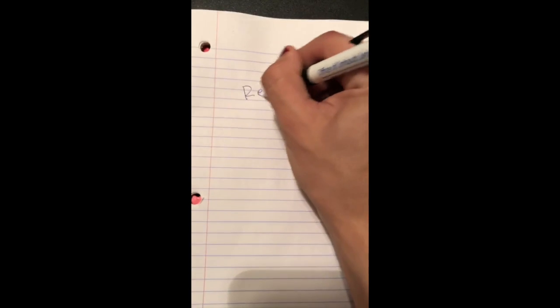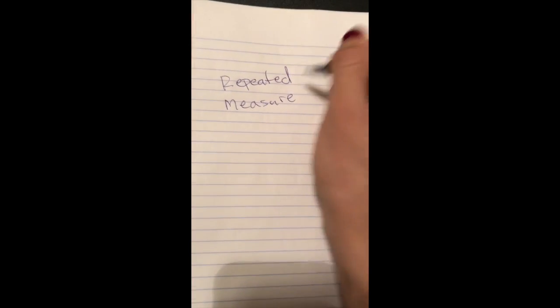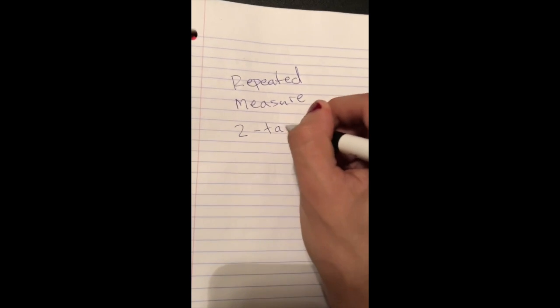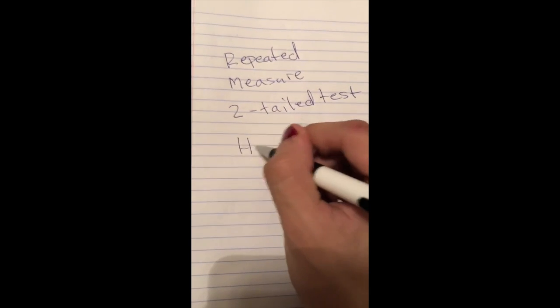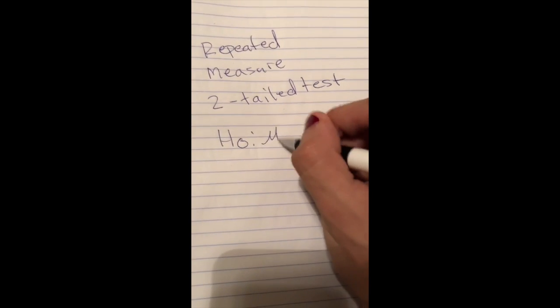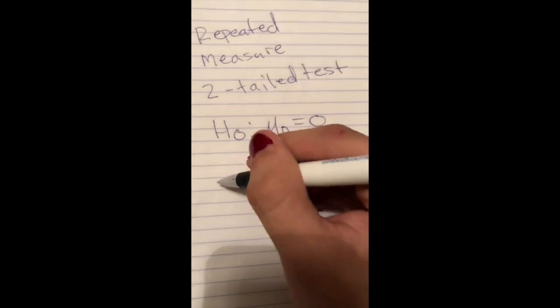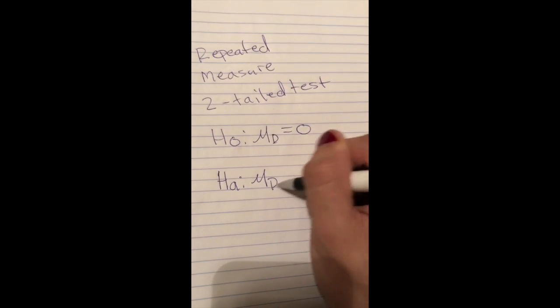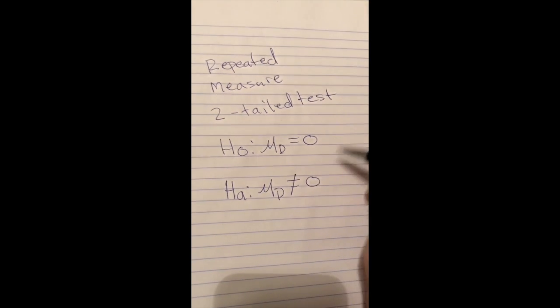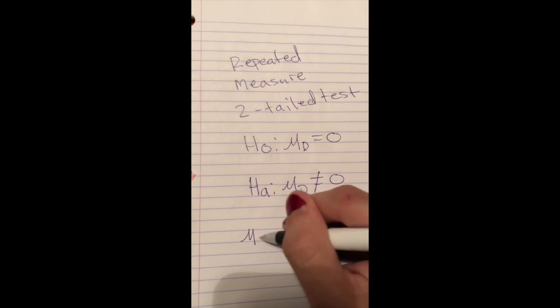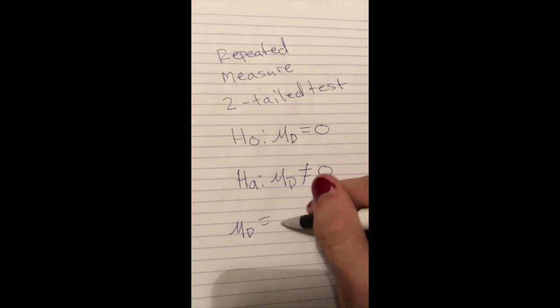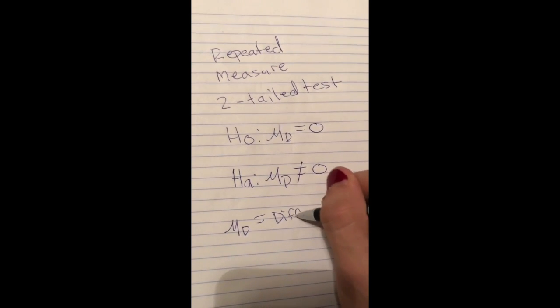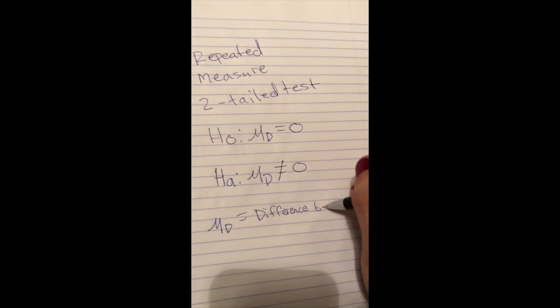To perform a repeated measure hypothesis test, a new measurement is needed. The difference in the two sample measurements, or the mu-d, is used for repeated sample hypothesis tests. For a two-tailed test, the null hypothesis would be that the mu of d is equal to 0. In other words, there is no difference between each measured sample treatment. The alternative hypothesis would be that mu of d does not equal 0, or that there is a difference between the treated and untreated sample groups.